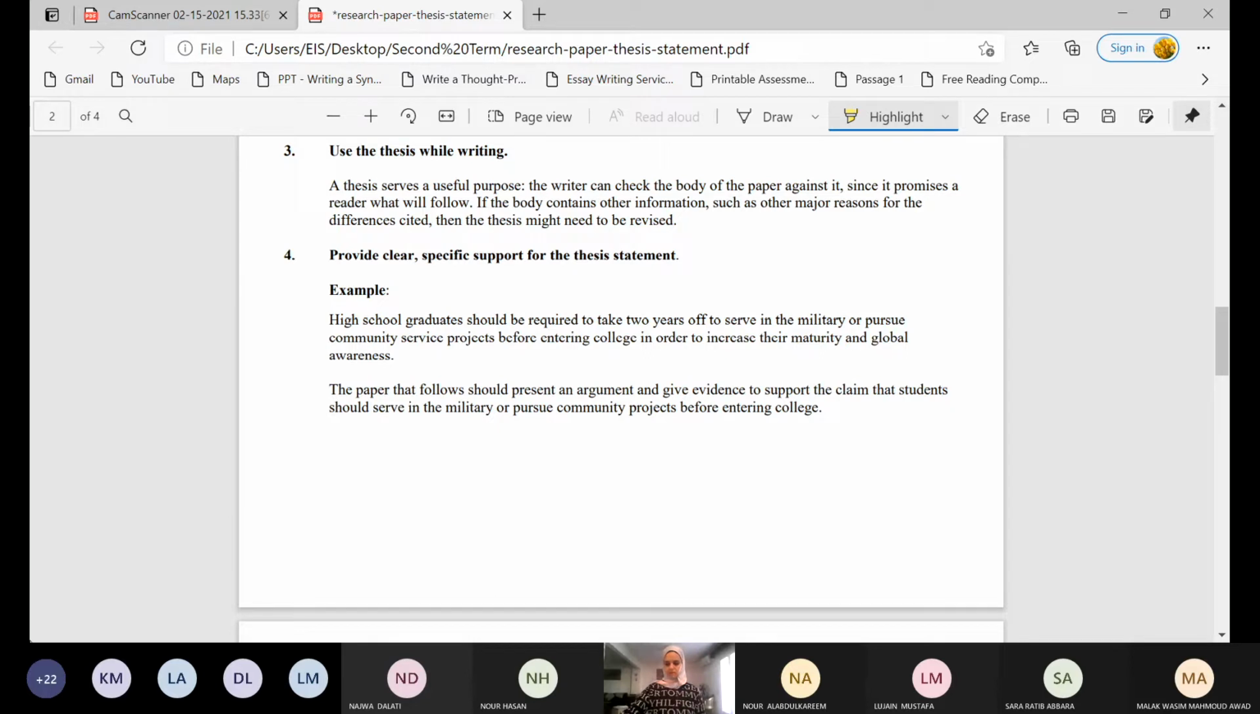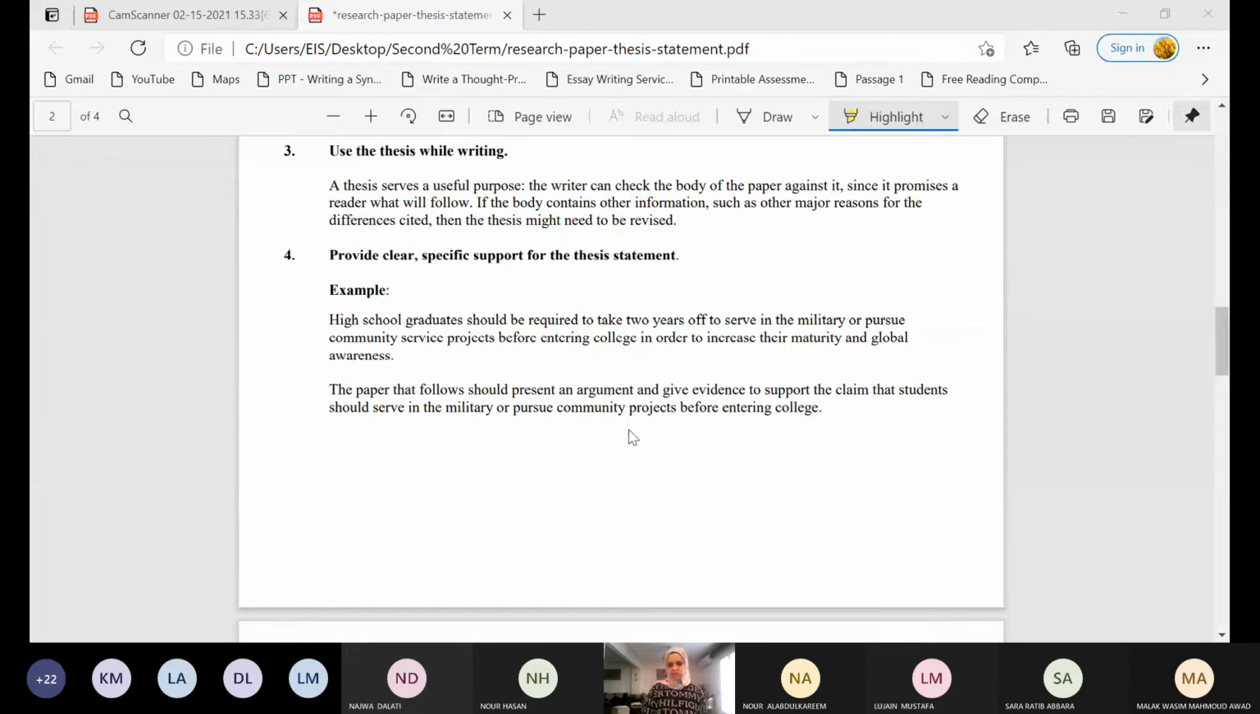Provide clear, specific support for the thesis statement. Example: high school graduates should be required to take 2 years off to serve in the military or pursue community service projects before entering college in order to increase their maturity and global awareness. The paper that follows should present an argument and give evidence to support the claim that students should serve in the military or pursue community projects before entering college. So what does it mean?